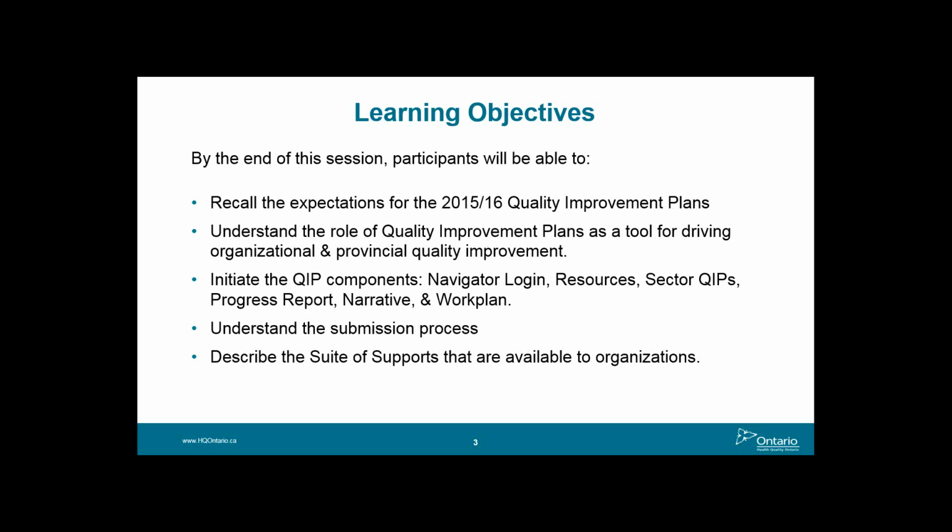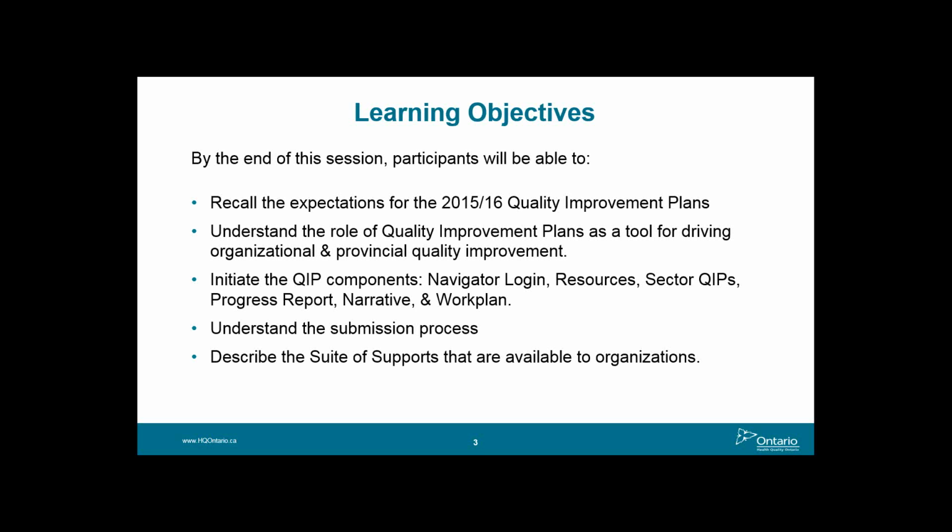So what is a quality improvement plan? A quality improvement plan is a formal, documented set of quality commitments aligned with system and provincial priorities that a healthcare organization makes to its patients, clients, or residents, staff, and community to improve quality through focused targets and actions.